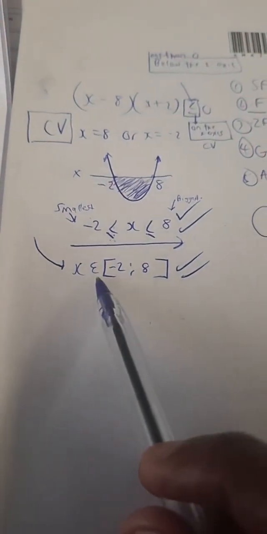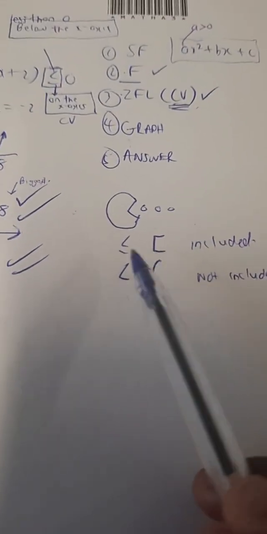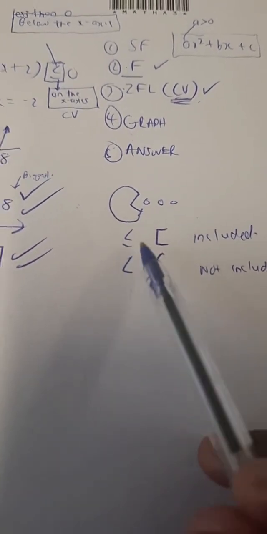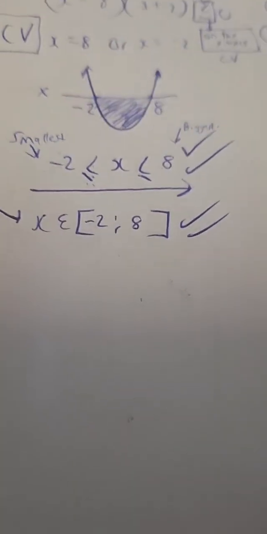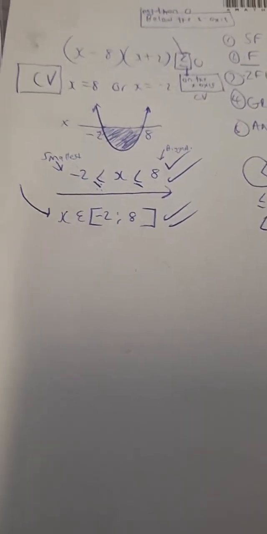Or we can write the answer in interval notation. We know that square brackets, less than or equal or greater than or equal, means the critical value is included in your answer. Use square brackets for inclusion. You use open brackets to show that that critical value is not included. So that's why here we say x is an element, square brackets, from -2 to 8, square brackets on either side. And that closes the chapter for our answer.